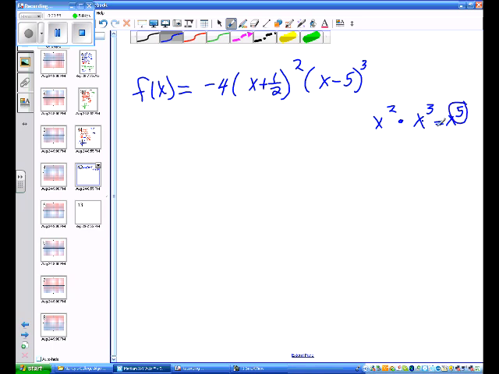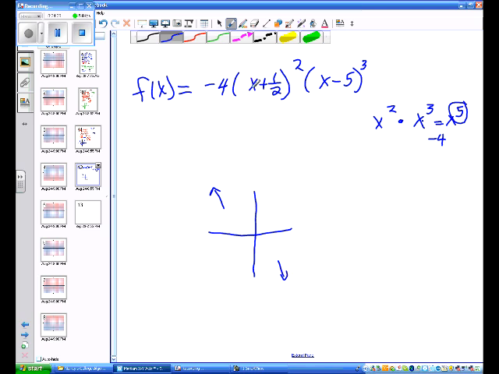So now we know our degree. We need our leading coefficient. Well, all of these would have been x to some power because they have a coefficient of 1. So when we distributed our negative 4, our leading coefficient would be negative 4. So we have an odd degree with a negative leading coefficient. So that means that our ends would be falling. So that would be our end behavior.